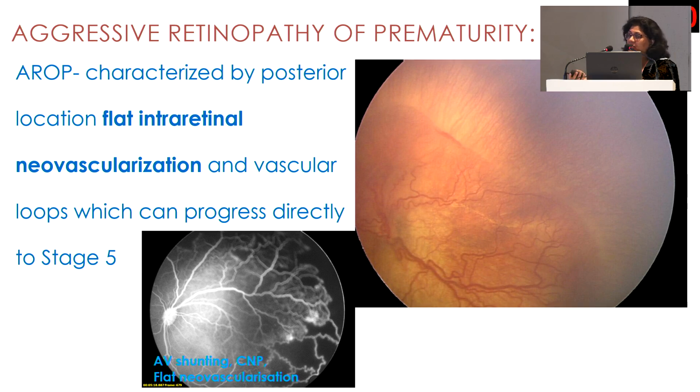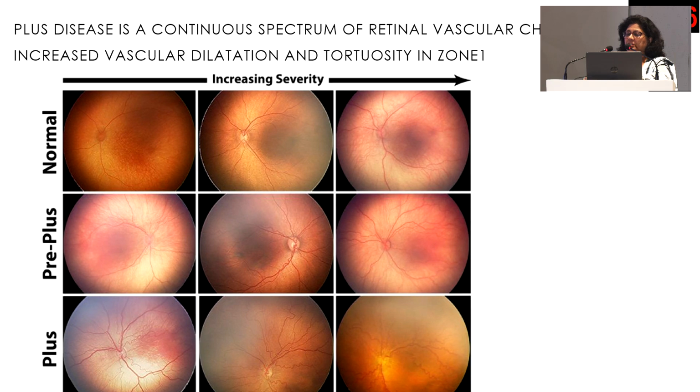Another thing we must all know is aggressive retinopathy of prematurity, because this is a scarring disease. Here you have flat neovascularization, and vascular loops in zone 1 or posterior zone 2. The disease does not go through stages 2 and 3, it progresses straight to stage 5. It doesn't give you time, so you have to act immediately and treat these babies.